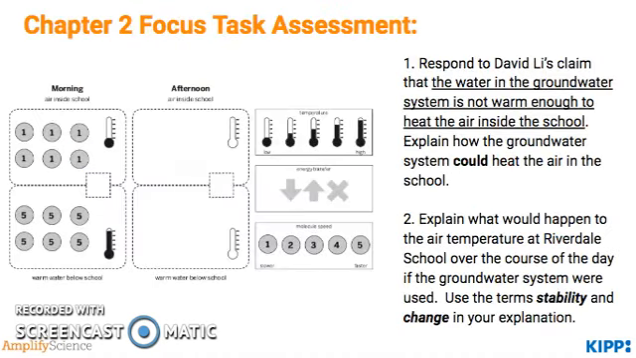The Chapter 2 focus task is a more complex version of the Chapter 1 task. Now, students are challenged to demonstrate that warm water and cooler air in the school will reach equilibrium by the end of the day. They are also challenged to explain this phenomenon by challenging a claim and using specific vocabulary in their answers. Pause here and try it out for yourself.